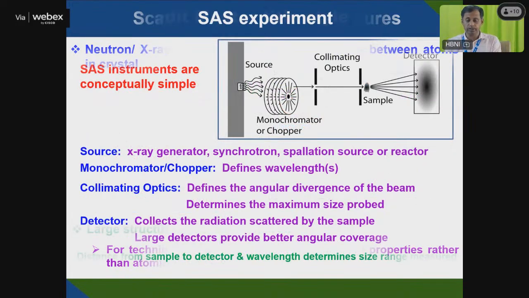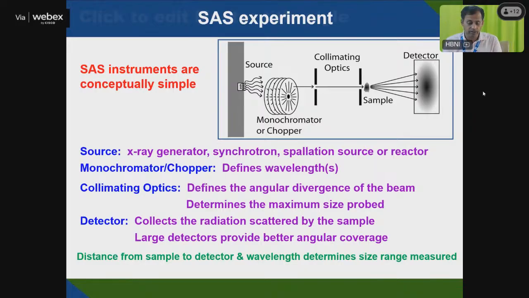Okay, now the experimental part of small angle X-ray scattering techniques. The instruments are conceptually simple. You have a source, then a monochromator, then through a collimator the beam falls on the sample. After falling on the sample, it is scattered in different directions, and then there is a detector. The detector detects the transmitted and scattered X-rays, and from there we get the information about shape and size.